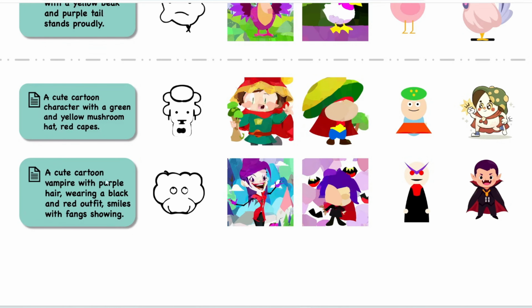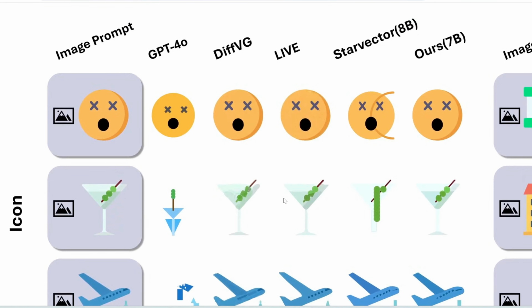And then here we have a cute cartoon vampire with purple hair, wearing a black and red outfit, smiles with fangs showing, and indeed, this is what we get. Now, like I said, this doesn't just take in a text prompt, you can also input an image and convert that into an SVG. And even if you compare it with GPT-4o and other methods, note that this new one, Omni SVG, is the most consistent.